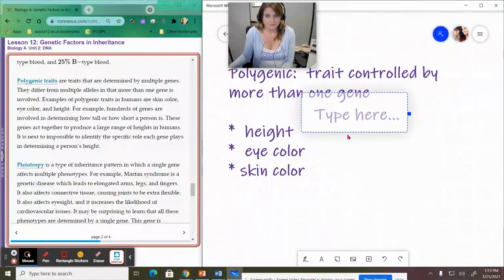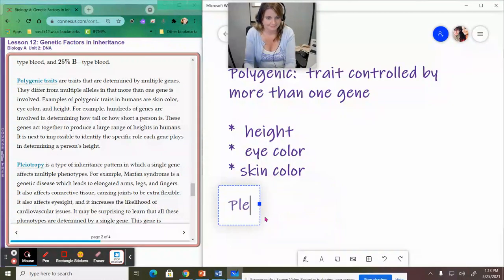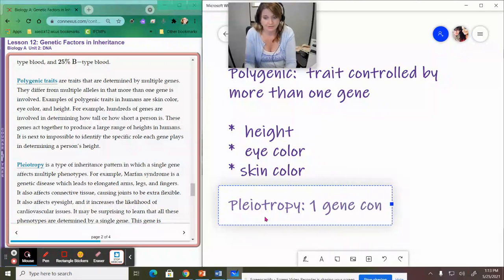We also have another term that is defined in this lesson, and that's, I can't even say this one. Pleiotropy. Can't say it fast. I say everything fast. All right, so this is a situation where one gene controls multiple phenotypes.